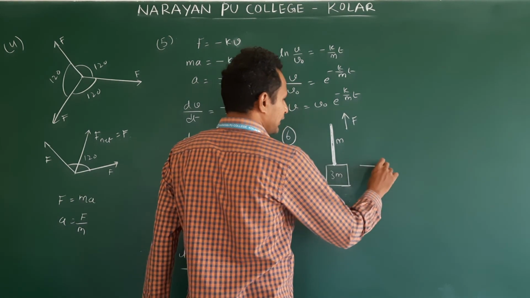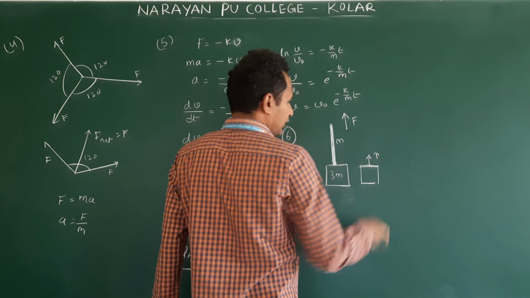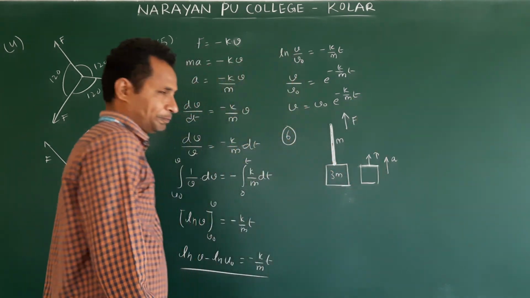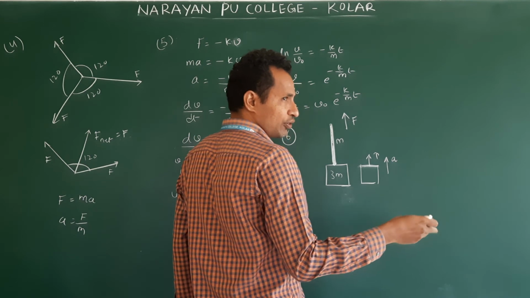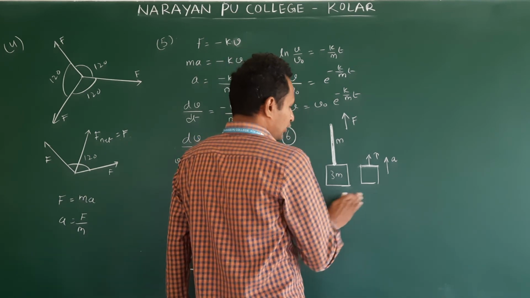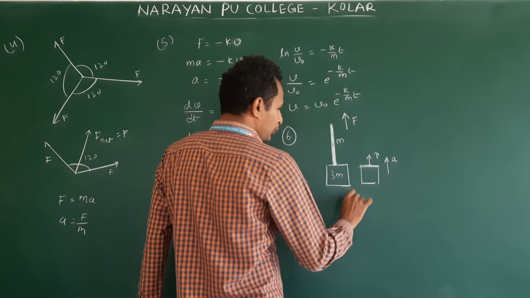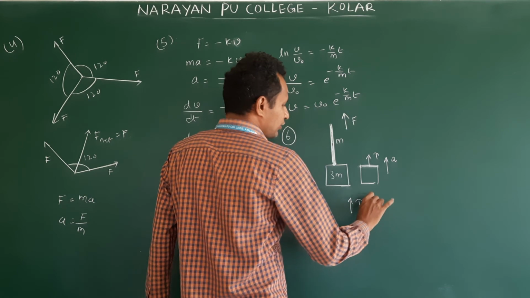Tension T will act on this block. Force is applied, so the block will accelerate in the upward direction. Am I correct or not? Because gravity is not there, no weight is acting, as mentioned in the question. So how do you write the free body diagram? Tension T is pulling up, and acceleration is also in the upward direction.